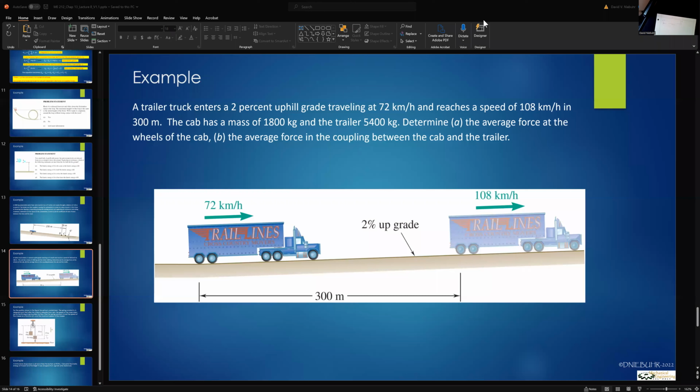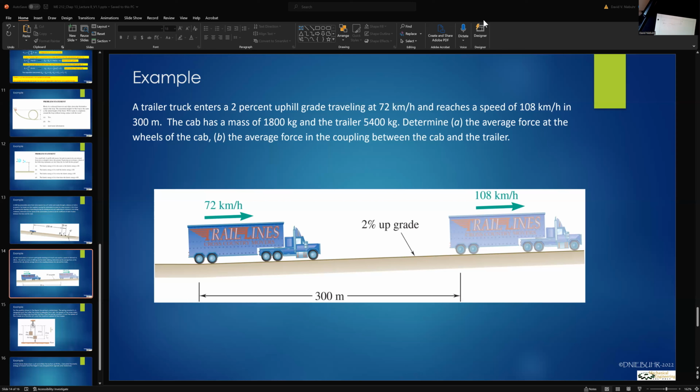Okay, so let's look at this example. So here we have a trailer truck. So the truck's moving, it's at 72 kilometers per hour. And then it goes ahead and it increases speed until it's at 108 kilometers per hour. And it does that in a 300 meter distance on a grade of 2%. So over 300 meters, 2% of 300 would give us a rise of 6 meters. So we could calculate the angle, obviously, using tangent, 6 over 300, but we don't need that. We just need the change in height. So that's 6.